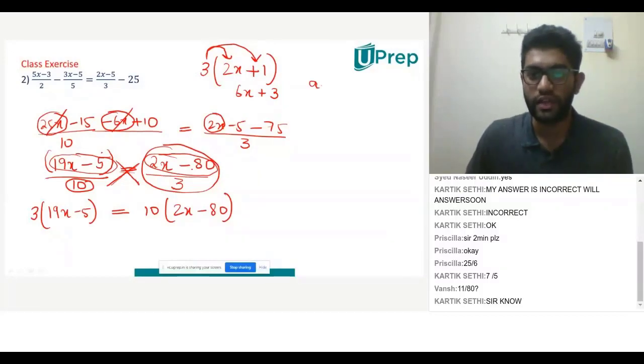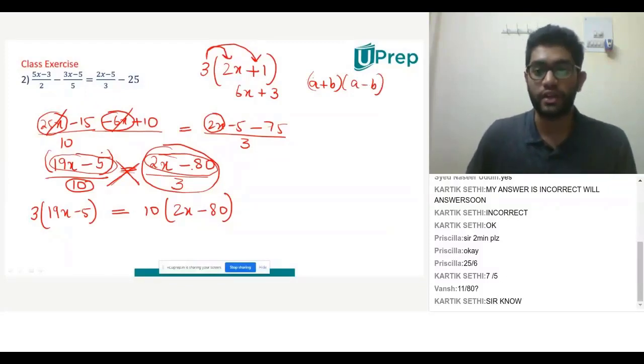Have you learned the multiplication when it comes to such terms? So if I say a plus b into a minus b, each term has to be multiplied with the other. a has to be multiplied by a and by b, and b has to be multiplied by a, and b is to be multiplied by b. That is the same logic I'm implementing here. Every term has to be multiplied with the entire thing.